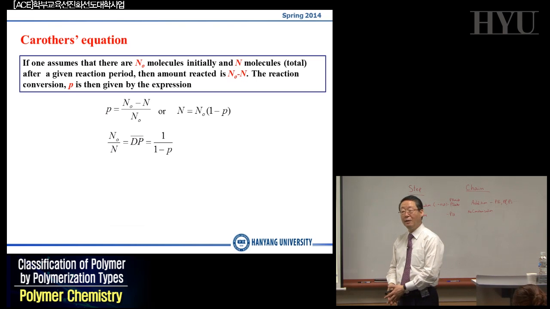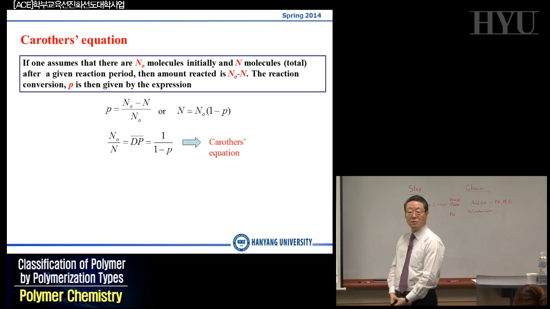So the DPn, according to Carothers, is 1 over 1 minus p. If you know the conversion, in other words, how many percent of the molecules participate in the polymerization reaction, you can calculate the degree of polymerization. You can calculate how far the reaction has proceeded. This is the Carothers equation.